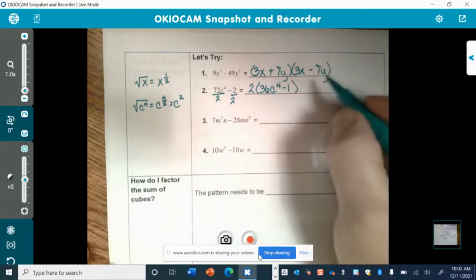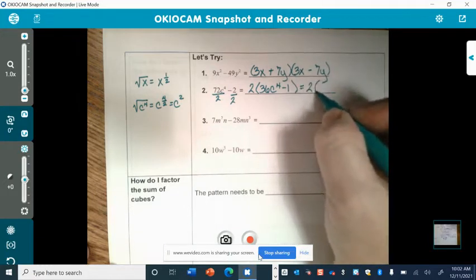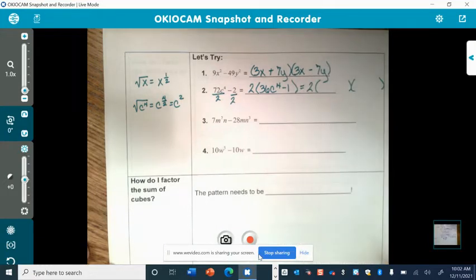So we are going to keep our greatest common factor and set up 2 sets of parentheses.